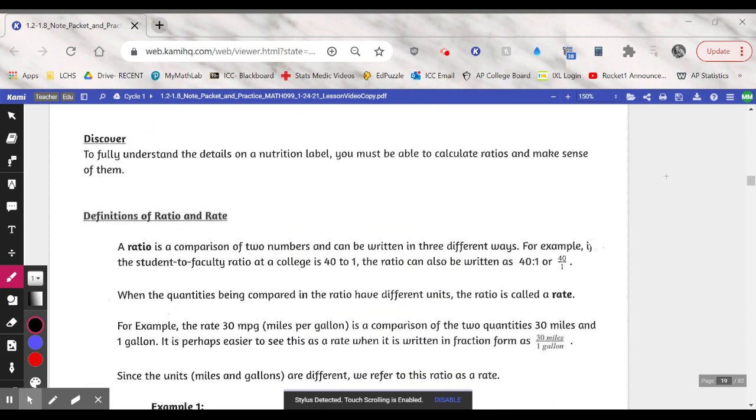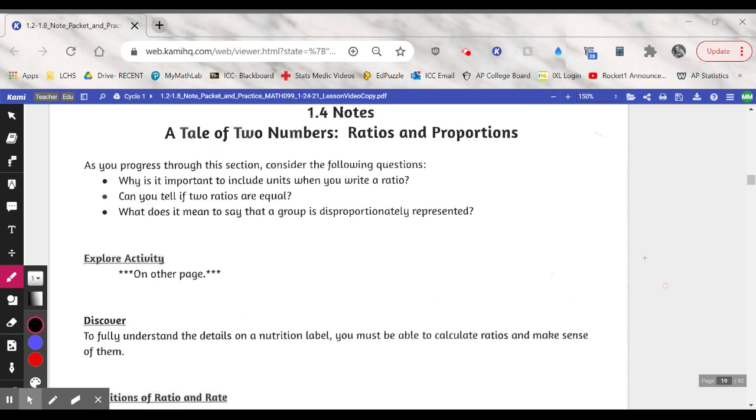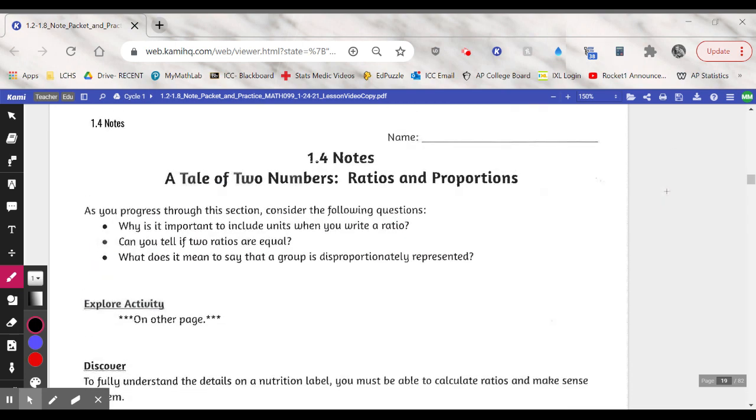Hi everyone, so we are going to start today on page 19 of your note packet and look at section 1.4. All of section 1.4 has a huge focus on rates, ratios, and proportions.